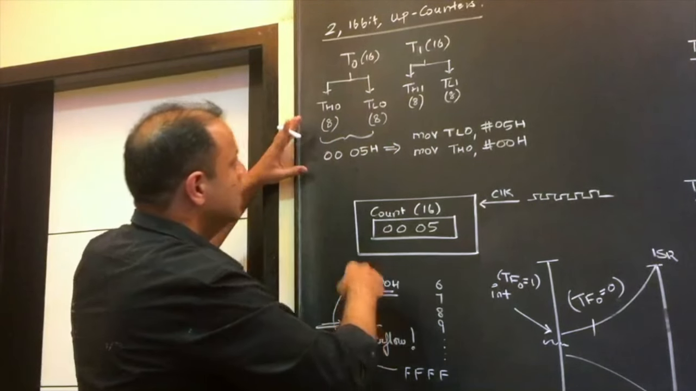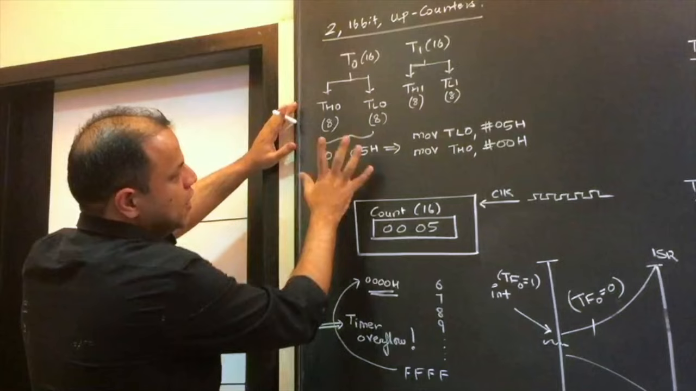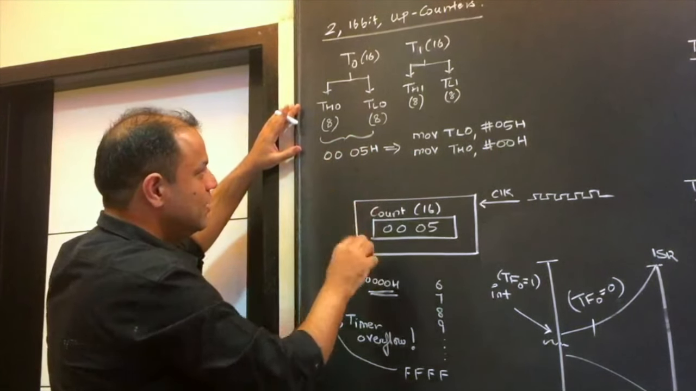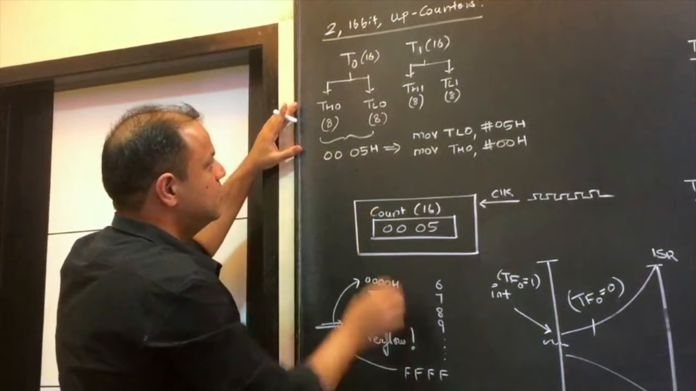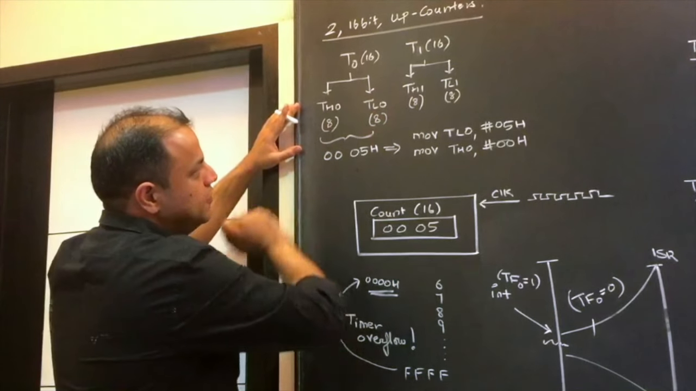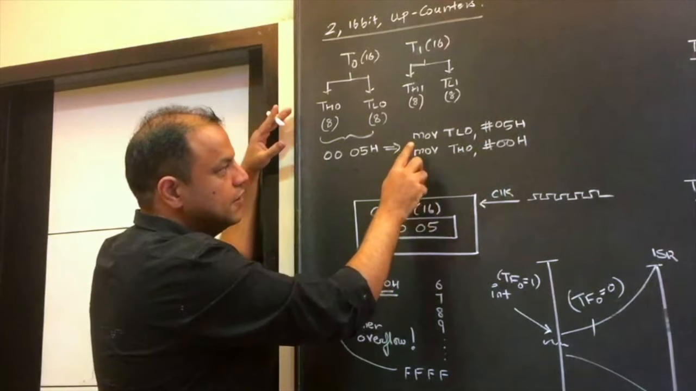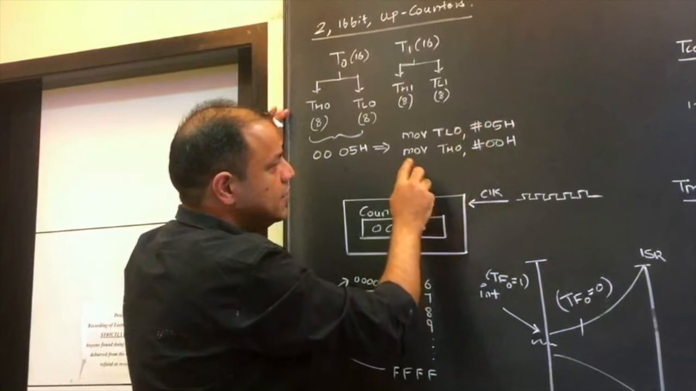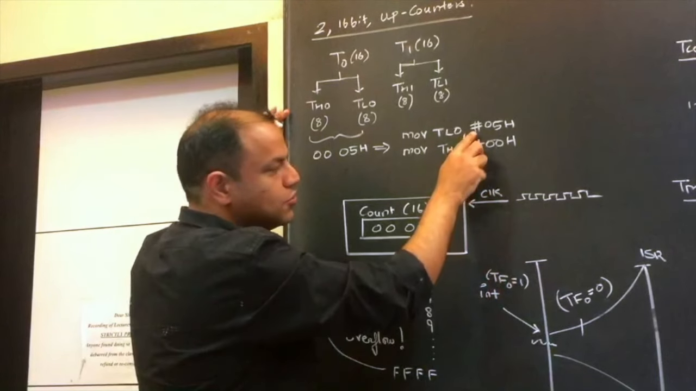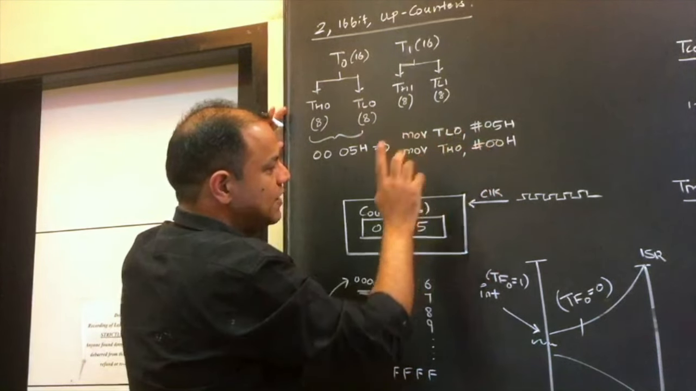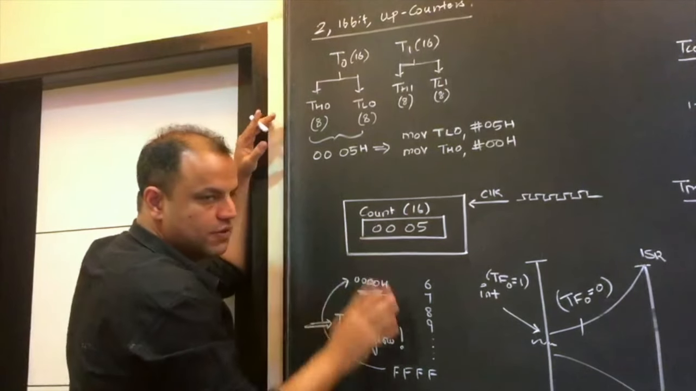Anyway, let's go ahead. The first thing we have to do is load a count. Suppose I want to load a count of 0005. It is a 16-bit number and will be loaded in these 2 registers: 05 in the lower byte, 00 in the higher byte, by instructions like MOV TL0, #05 and MOV TH0, #00. I'm sure you know what the hash does; everybody has seen addressing modes by now. So you're loading the count 05 and 00. You have given your count.